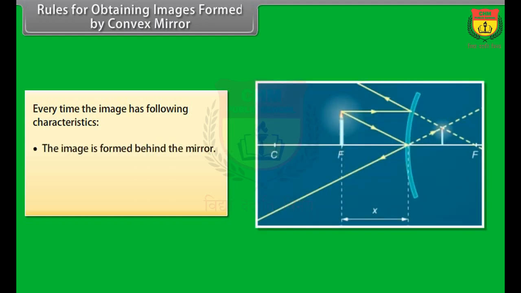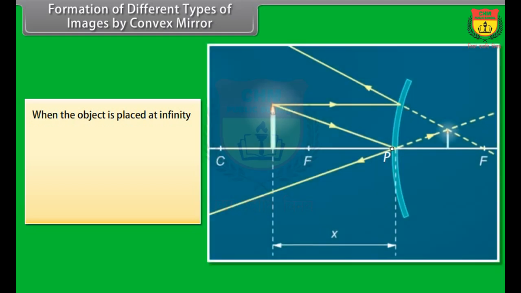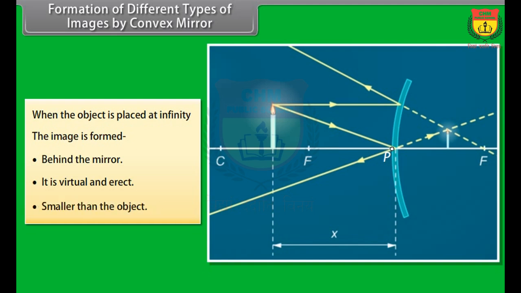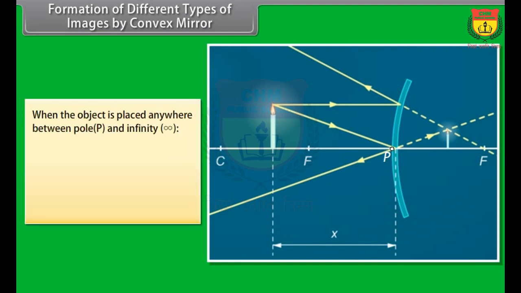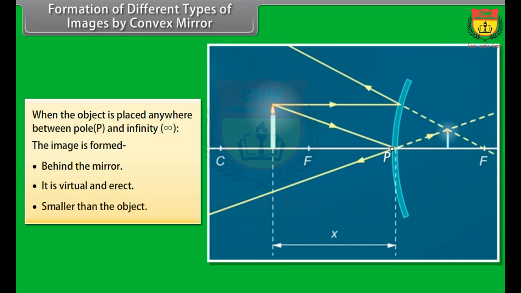Every time the image has the following characteristics. The image is formed behind the mirror. It is virtual and erect, smaller than the object. Formation of different types of images by convex mirror. When the object is at infinity, the image is formed behind the mirror. It is virtual and erect, smaller than the object. When the object is placed anywhere between pole P and infinity, the image is formed behind the mirror. It is virtual and erect, smaller than the object.